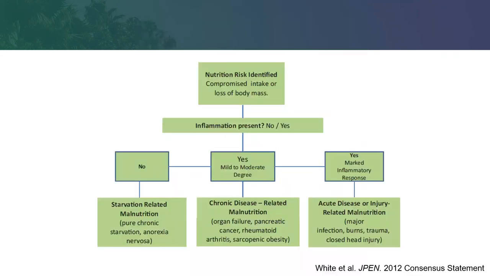So how do we diagnose malnutrition? I think this is a really important topic that oftentimes there's a lot of debate over, but we know back in 2012, White et al. came out with essentially the ASPEN malnutrition diagnostic criteria. This chart is specifically showing the etiology. We know that there are different etiologies of how malnutrition happens, and we put them into buckets of starvation related, chronic disease related, or acute disease related. So this is just an overview of what those etiologies look like.